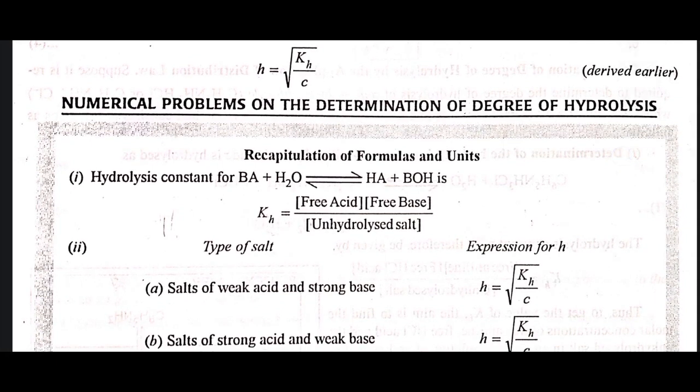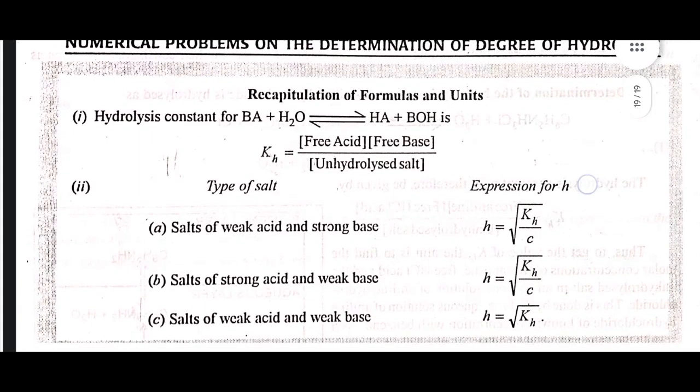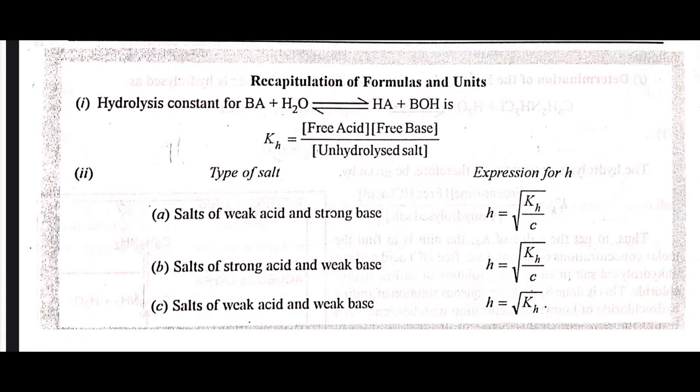Recapitulation of formulas and units. First, hydrolysis constant for BA plus H2O at equilibrium gives HA plus BOH is Kh is equal to concentration of free acid into concentration of free base upon concentration of unhydrolyzed salt. Second, type of salt and expression for h.